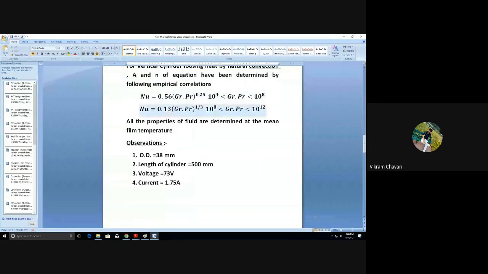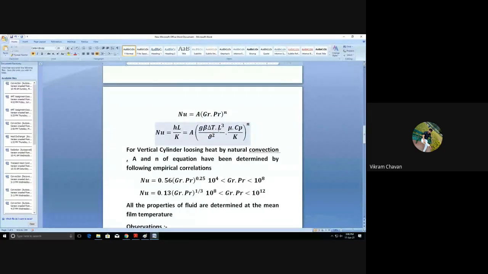So Grashoff's number formula is g beta delta T multiplied by L cube divided by nu square, where g is nothing but acceleration due to gravity, that is known. Beta we have to calculate. So beta is nothing but the reciprocal of mean film temperature, and that reciprocal should be in absolute temperature. So whatever mean film temperature you are getting, you have to add 273 to that, and then take the reciprocal. Then delta T is known.